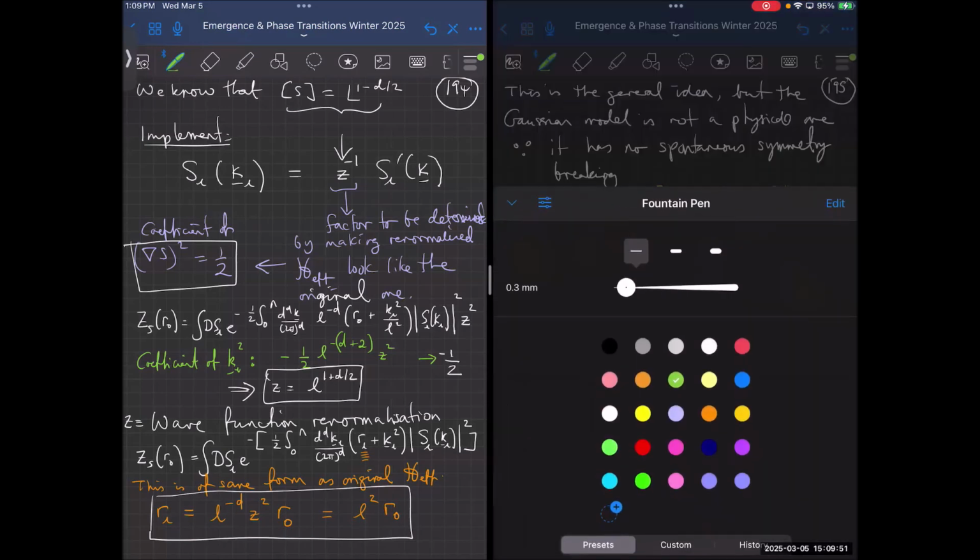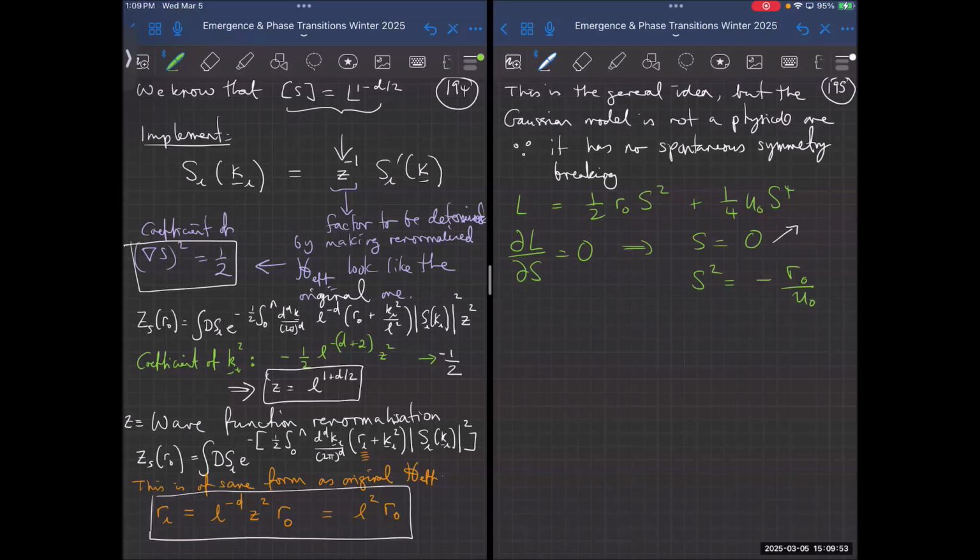this solution, S equals 0, that is true when r naught is positive. In other words, you're above Tc. This solution over here can apply when r naught is negative, because I've got minus r naught, so that's a positive number. So S squared is a positive number, and I can take the square root of a positive number.